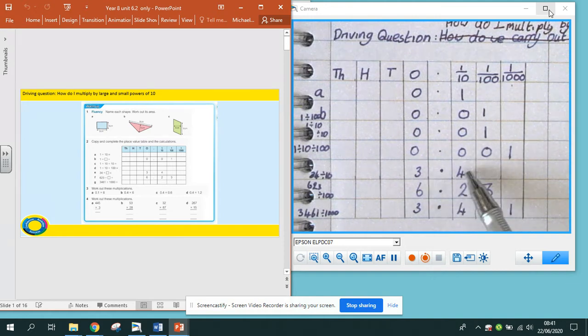34 divided by 10 is 3.4. 623 divided by 100 is 6.23. And 3,461 divided by 1,000 is 3.461.